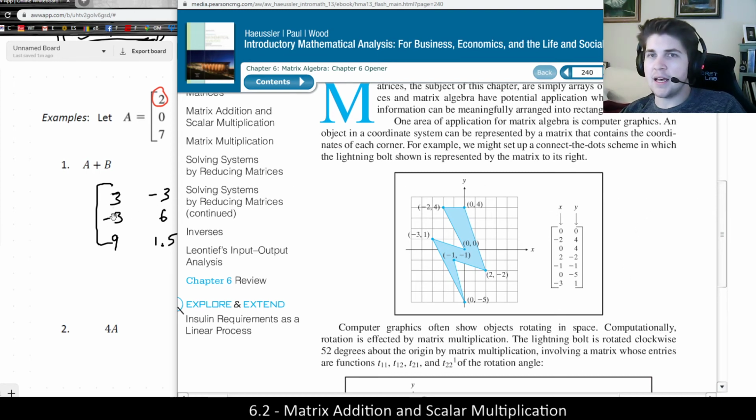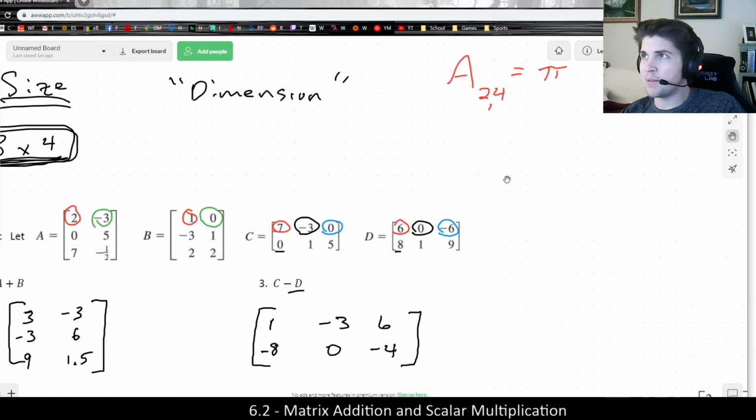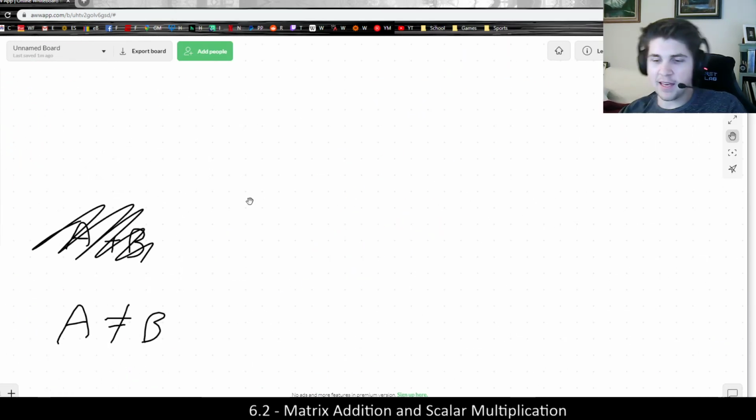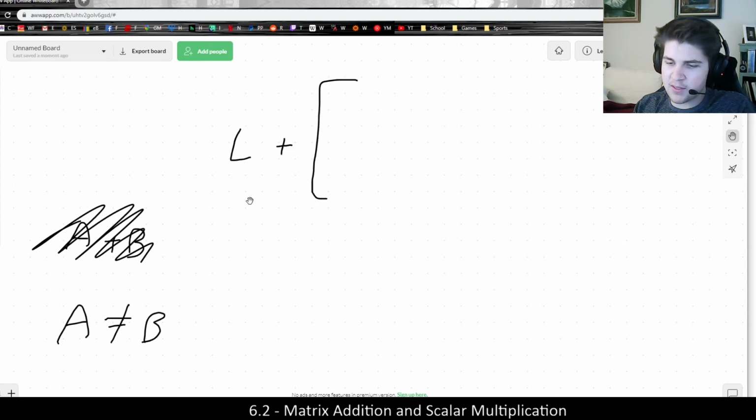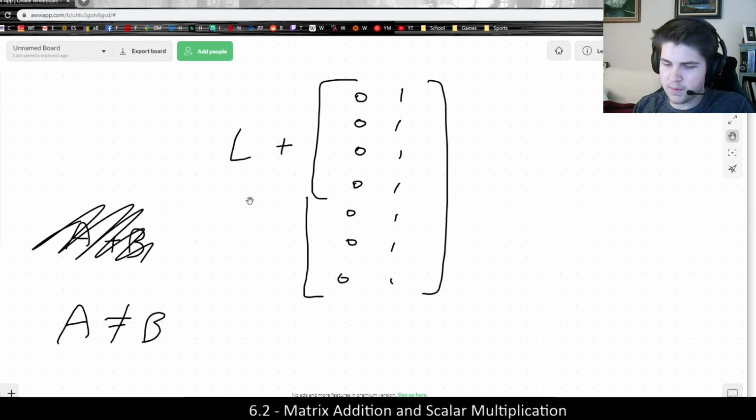But basically, let's say I wanted to move it up 1 unit. How would I do that? Well, let me just write it down and then try to explain my thinking here. The matrix I would want to add to this is, let's just say that original matrix was L for lightning bolt. I would want to add the matrix 0, 1, 0, 1, 0, 1, 0, 1, 0, 1. And what this matrix sum would do is it would move the image up 1 unit.